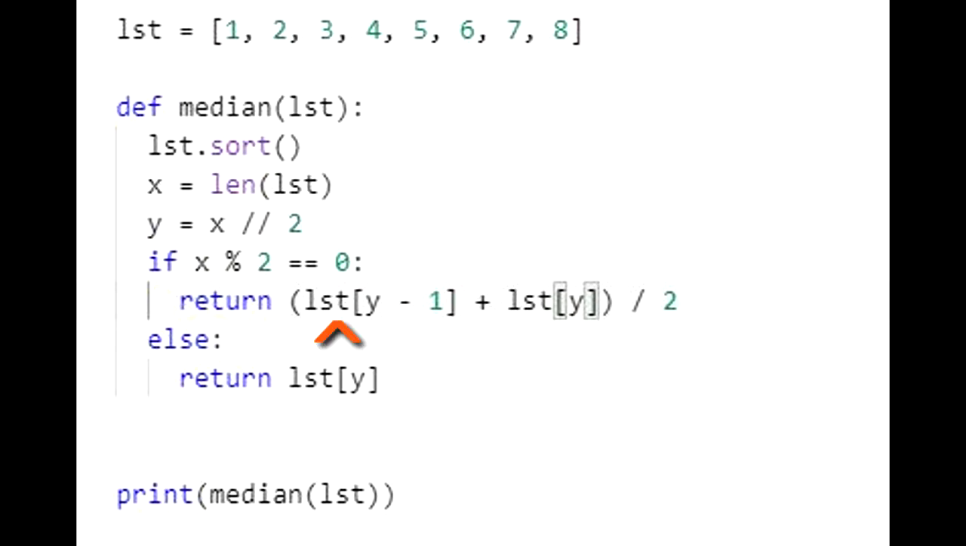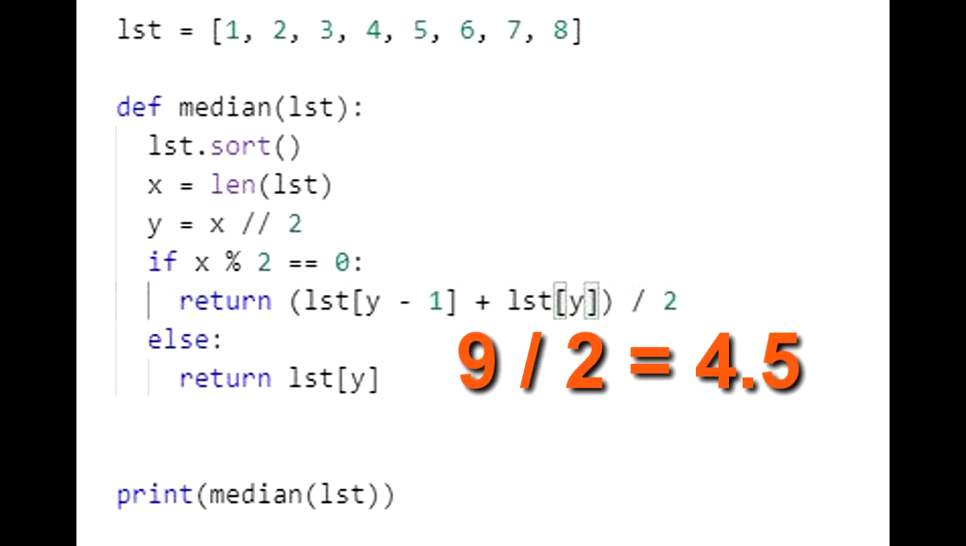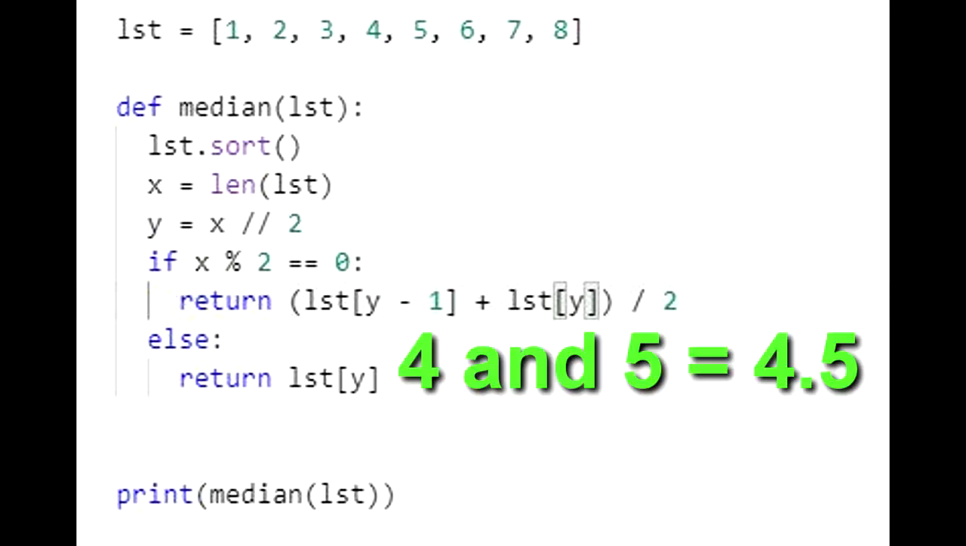When list y, which is at index position 4, equaling 5, subtracts 1, it becomes 4. Add that back to list y, which is 4th position, or the number 5, your answer is 9. When 9 gets divided by 2, you have 4.5. The median of the list is halfway between 4 and 5, or 4.5.